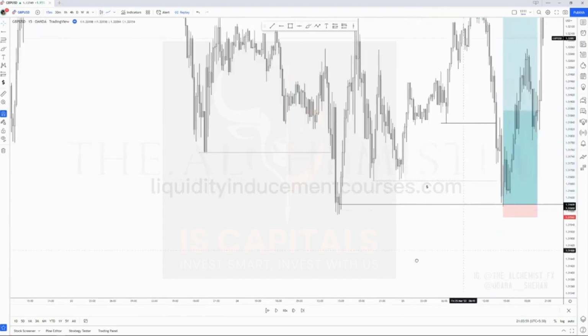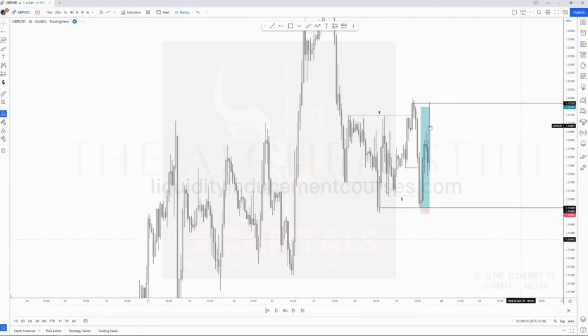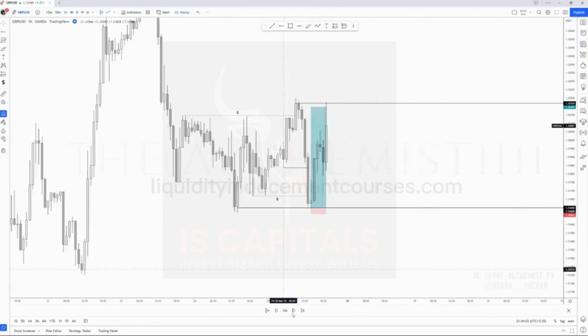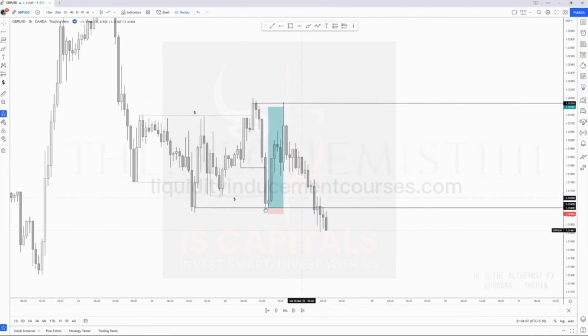What happens? There it goes. See that? There it goes. And then look at the reaction from the top one too. It did play out from the top one, even though there was no liquidity below it. Look at the reaction. Can you see the precision? Still on the higher time frames, so you don't have to go to the lower time frames.